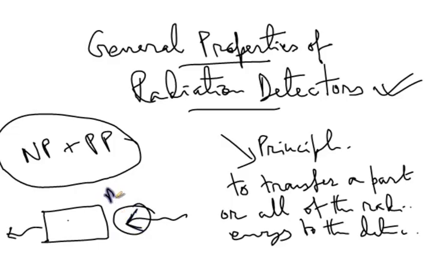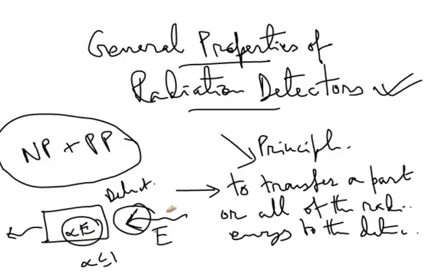Now when I say detect, what I mean is that there is a transfer of a small part. Suppose this radiation carries an energy E. Then if some part of the energy, say alpha E, is transferred as a result of the interaction in the detector, where alpha is less than or equal to 1. Of course, when alpha is equal to 1, there is complete energy deposition. Then only we will be able to detect.